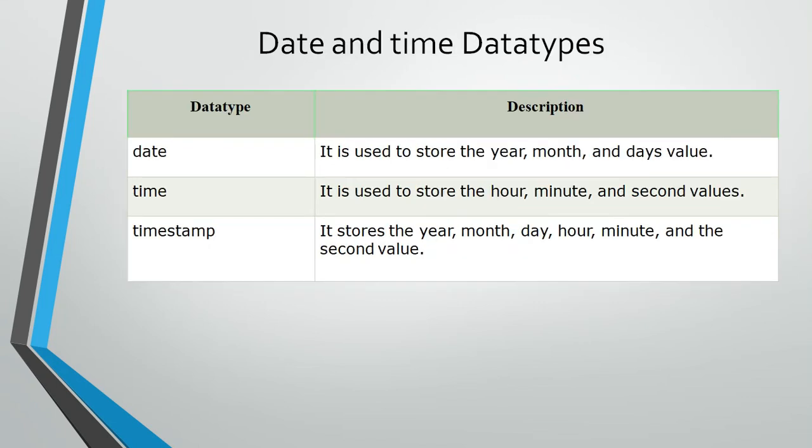Then in some cases, we want to store date and time values in columns. So you can use date type and time type, or you can use a timestamp type. Date type is used to store year, month, and day values, and time type is used to store hour, minute, and second values. Timestamp stores year, month, day, hour, minute, and second values. So these are the different data types available in SQL.